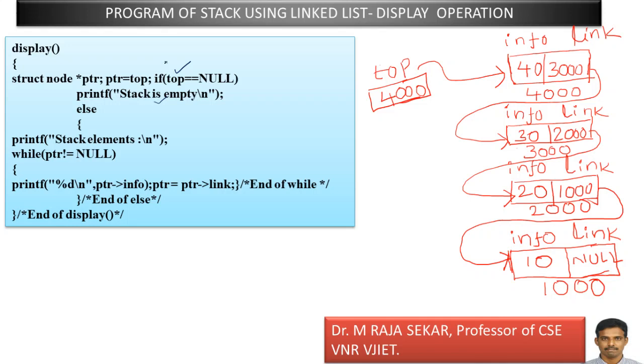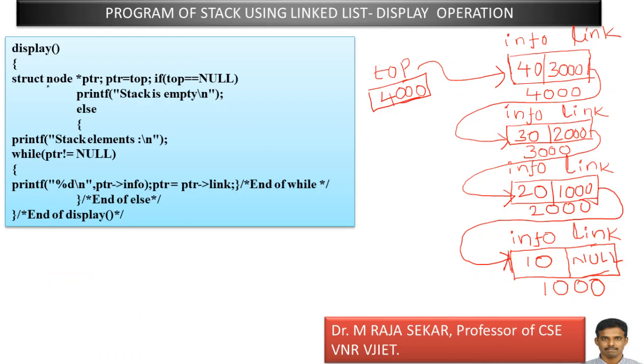Let me assume the stack is already created. This is the stack which is implemented with the help of single linked list, in which the first number 10 is stored in a node whose address is 1000. This is number 2, 20, stored in a node whose address is 2000. Number 30 is stored in a node whose address is 3000. Number 40 is stored in a node whose address is 4000, isn't it? Now, we will try to analyze this particular stack.